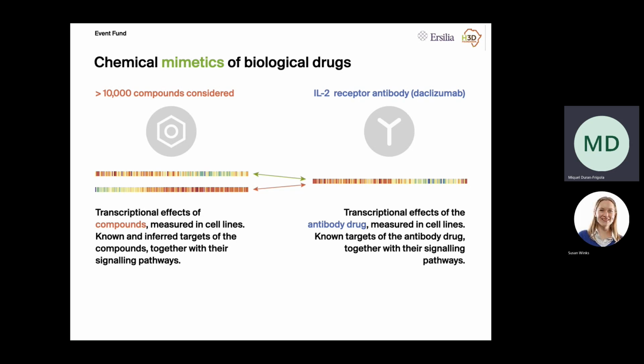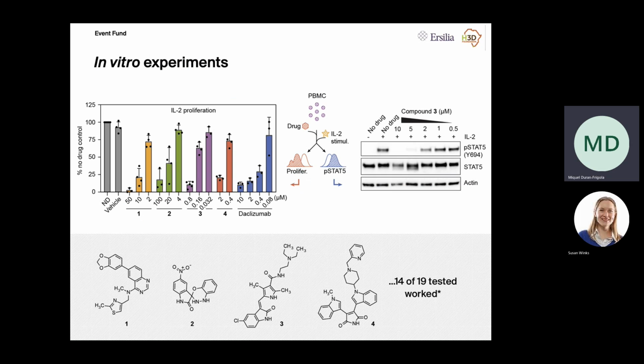So we did that for, at the time, 10,000 compounds, and we came up with 19 hits computationally, which we purchased or synthesized and tested. And out of the 19, 14 worked to some degree. And by work, I mean they elicited a similar effect to the glisomab in the characteristic assay of the glisomab, which is IL-2 dependent proliferation. As you can see here, for 4 of the selected compounds, there is a dose-dependent response that's comparable at least to the one of the glisomab. So that was a great success.